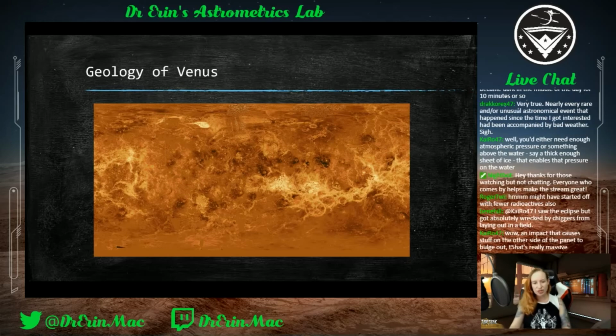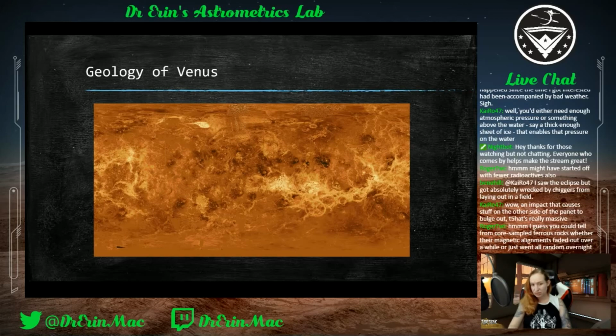Now, I could talk about Mars for a lot longer because it's really cool, but I wanted to end with Venus just because I have something really geeky and adorable and amazing to talk about with Venus. But this is, again, a blown out, flattened out picture of the surface of Venus, mostly taken through radar images.